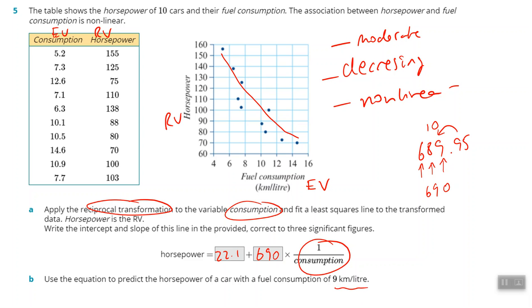Now it says use the equation to predict the horsepower of a car with a fuel consumption of 9 kilometers per liter. So we want to predict what the horsepower would be if the consumption is 9. We've worked out the equation. So horsepower equals 22.1 plus 690 times 1 divided by consumption. And the consumption they give us is 9, so we'll just put in 9.